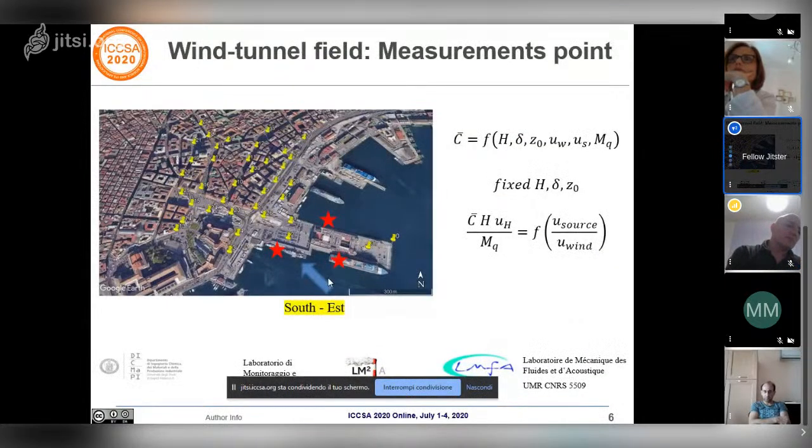So for the concentration measurements, we chose 37 measurement points. The concentration in this particular case is a function of the height, the depth of the boundary layer, the roughness length, the velocity of the ship emissions, the wind velocity at the stack height, and the mass flow rate. So, fixing the geometric parameters such as height, boundary layer height, and roughness length, the real concentration is a function only of the ratio of exit velocity and the velocity of wind at the height of the source.